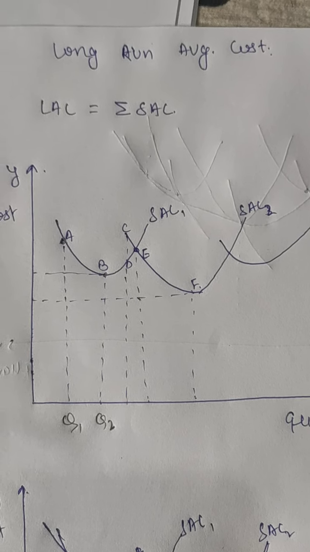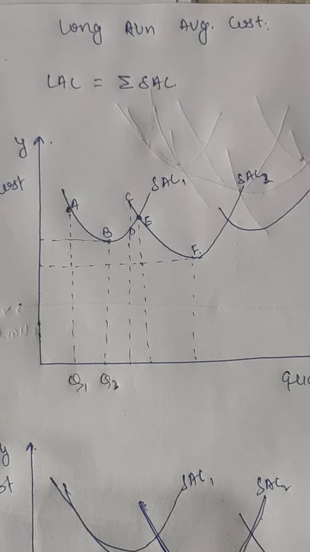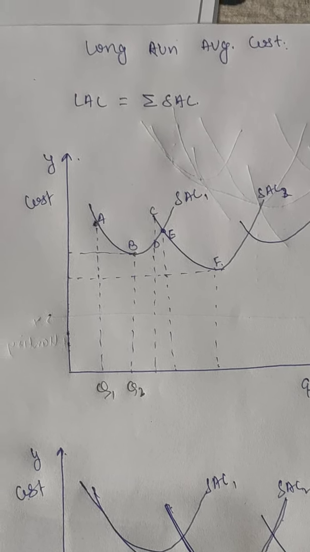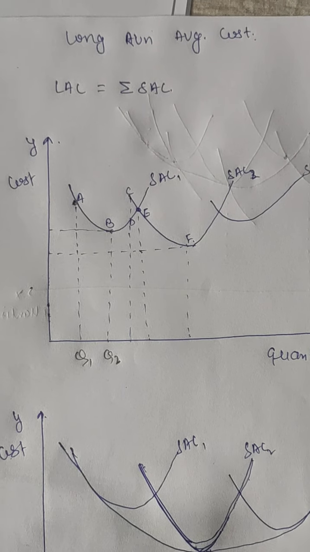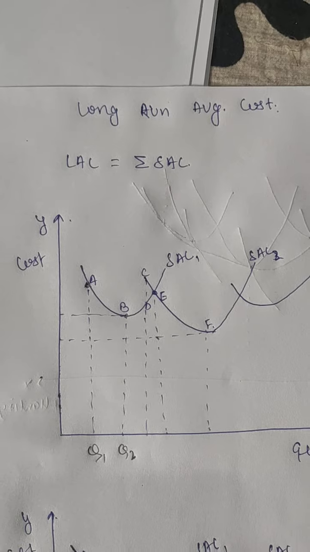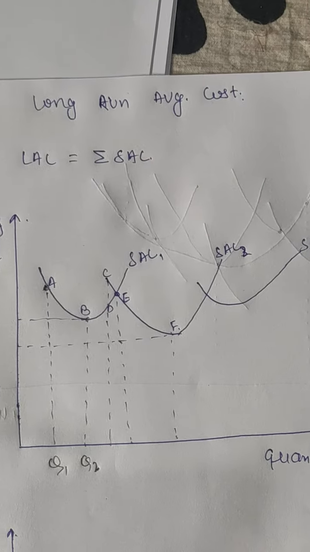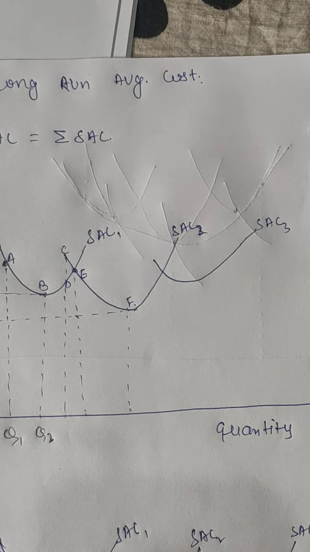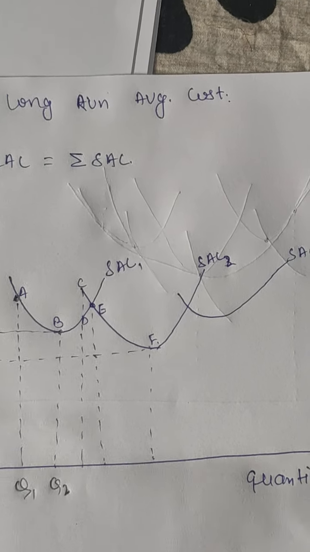Long run average cost is the summation of short run average costs. Now we understand the long run average cost with the help of the graph. See the graph: the y-axis is cost and the x-axis is quantity. Three different companies, SAC1, SAC2 and SAC3, show the short-run average cost of the three companies.